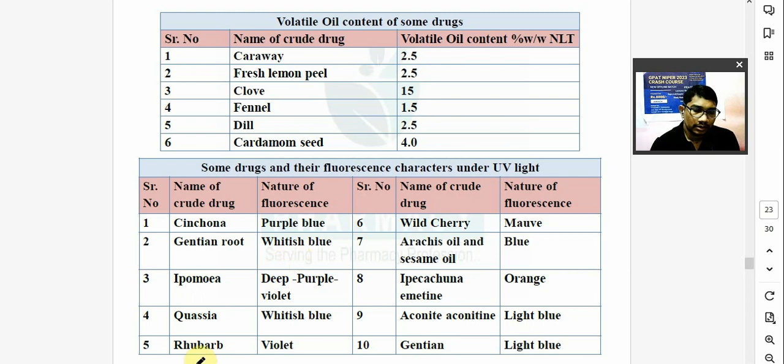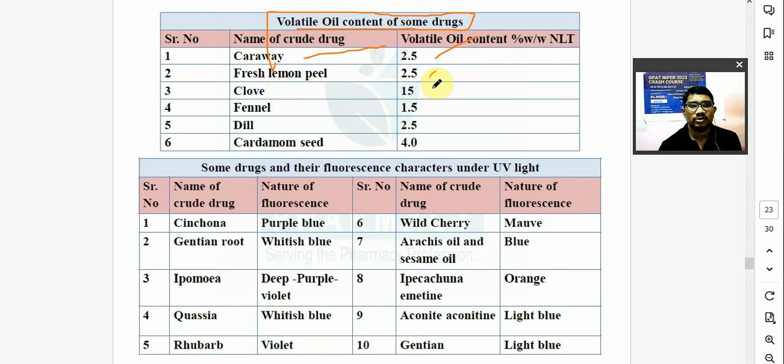क्वेश्चन इसके ऊपर आ चुका है. What is the volatile oil content present in the clove? Clove मतलब लवंग होता है. Clove में कितना होता है volatile oil? So 15% weight by weight. In case of fennel, fennel means saunf, so 1.5%, not less than 1.5%. Not less than 2.5% in case of dill, and cardamom, not less than 4%.